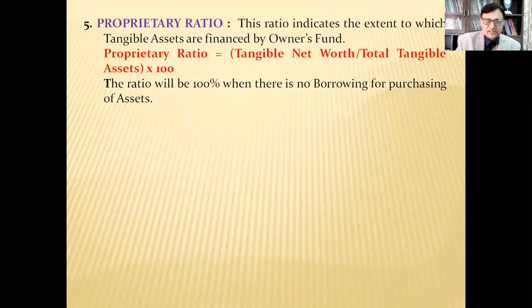So this ratio will be 100% when there is no borrowing for purchasing of the assets. But that is not the case, we always borrow funds or money from the outside also. Therefore this ratio reflects the proportion of the owner's funds in the total tangible assets which we are using. I think because the timing is running short, we will continue in the next part with other ratios as well as the practical aspects as far as it is concerned.